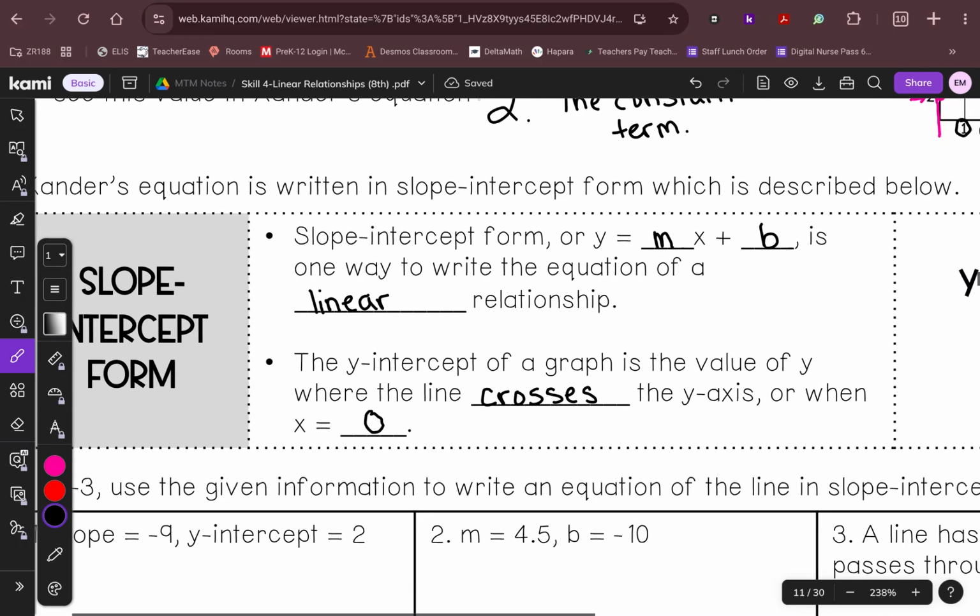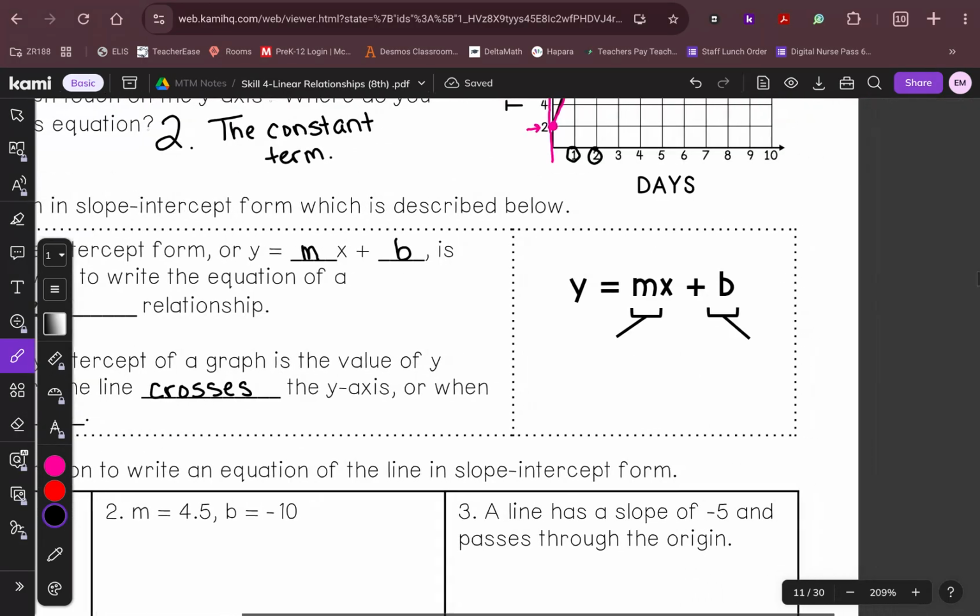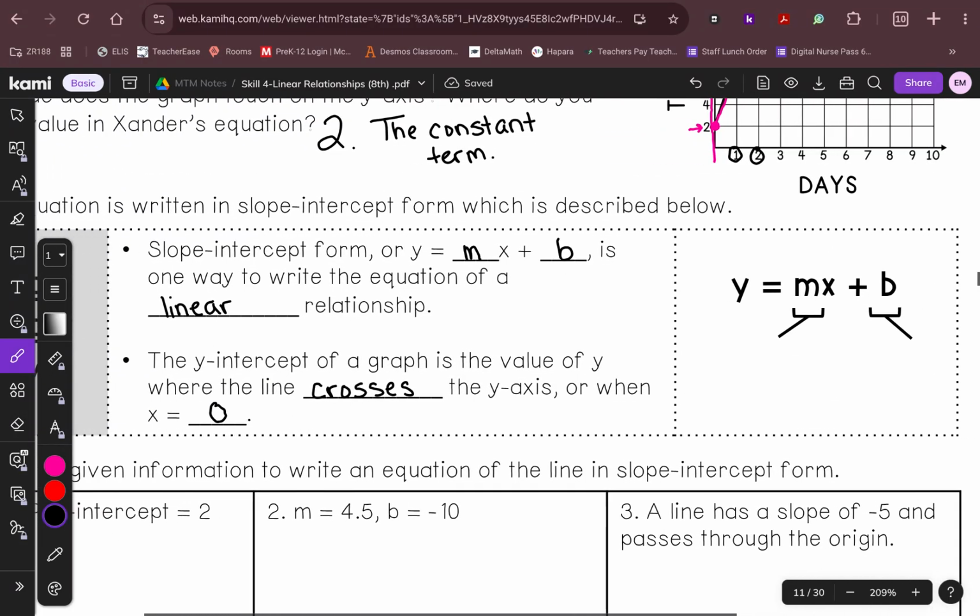Okay, so let's use that to fill this out right here. So m is always going to be your slope, and it's always going to go right there in slope-intercept form. The things that aren't going to change are the y equals x. Those are always going to be in the same spot. The m and the b are always going to be in the same spot as well, but those are going to be replaced with number values. And b is your y-intercept.